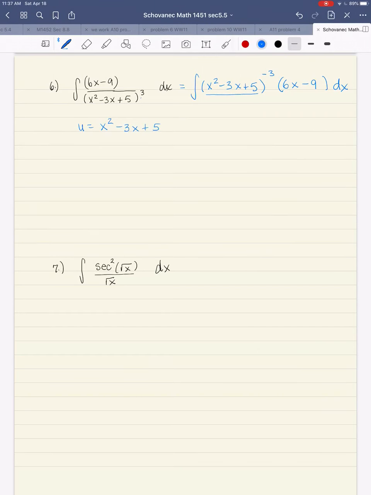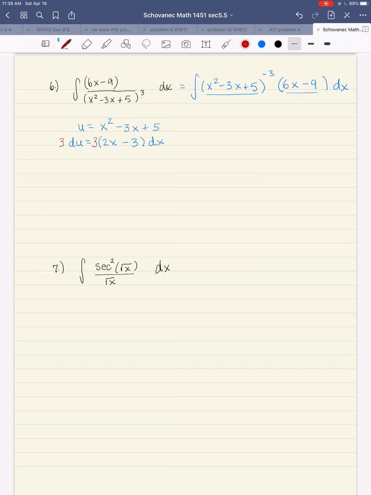This integration by substitution always will work if the inside stuff is 1 degree more than the outside stuff, because I know a derivative brings the degree down. Okay, so u is x squared minus 3x plus 5. So the derivative of u is 2x minus 3 times dx. Well, when I look up in my integral, I don't have a 2x minus 3. I have a 6x minus 9.